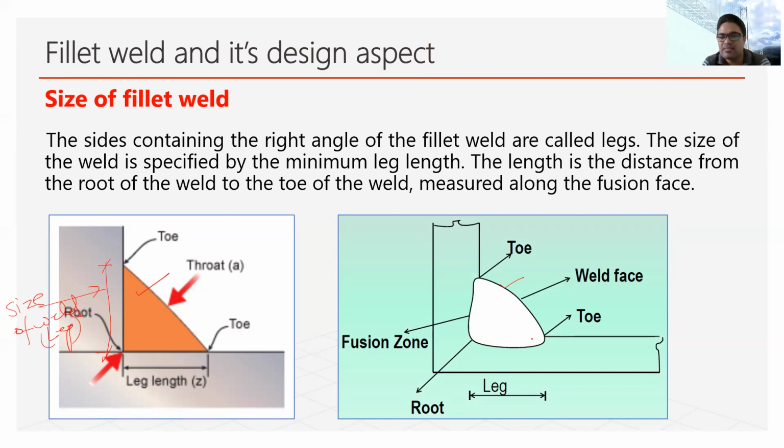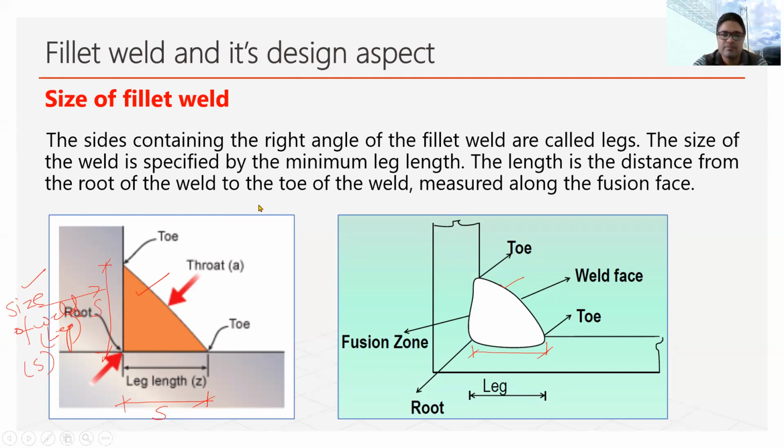Although leg is the actual, the theoretical leg is called size of weld, which we use in the calculation. And mostly it is designated, or I will be using S to denote this size of weld. So this size of weld is very important in the calculation. So this is also S and this is S. Now, what should be the value of size of weld, minimum value and maximum value as per the IS code?